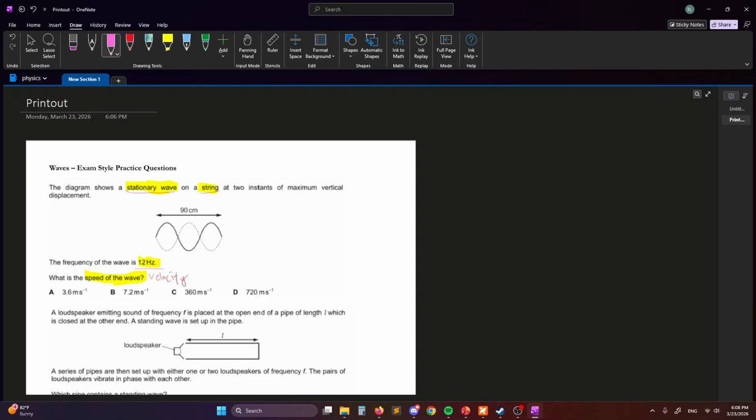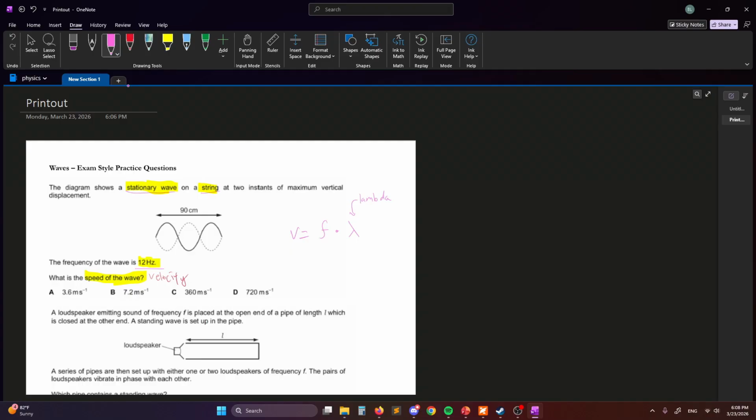So this is kind of like a formula question. They're just testing if you know the formula or not, and the formula is simply velocity is equal to the frequency multiplied by the wavelength. This is lambda, which is used to represent wavelength.